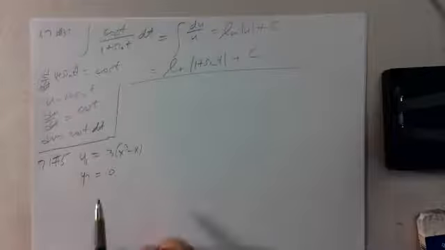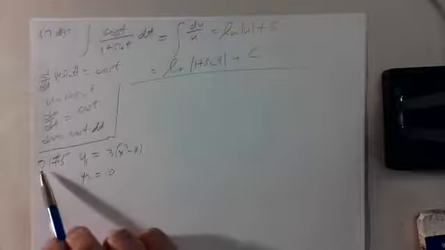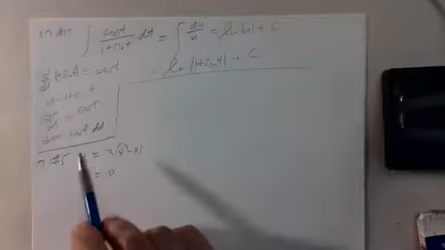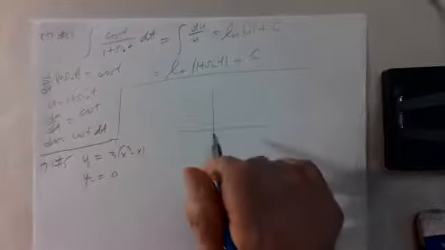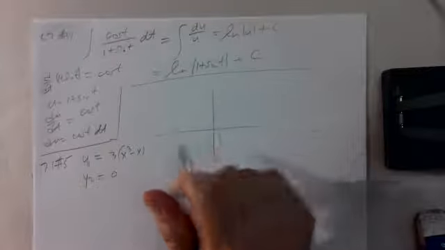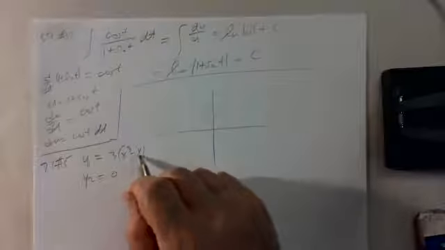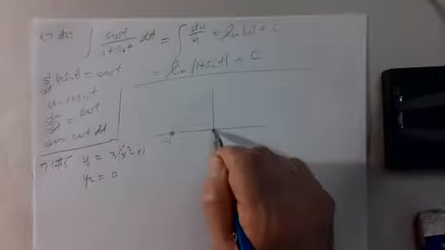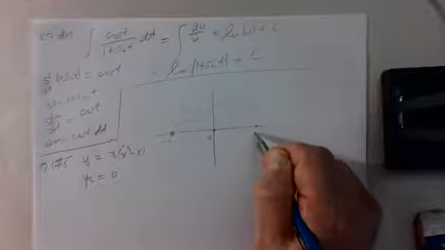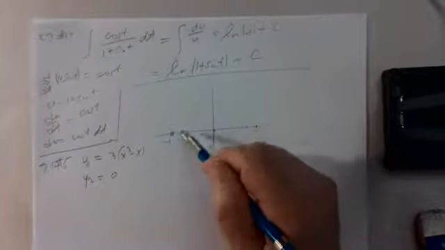Okay. So chapter 7, section 1, number 5. So if you graph this cubic curve, x cubed minus 3x, it's 0 at minus 1, it's 0 at 0, and it's 0 at plus 1.